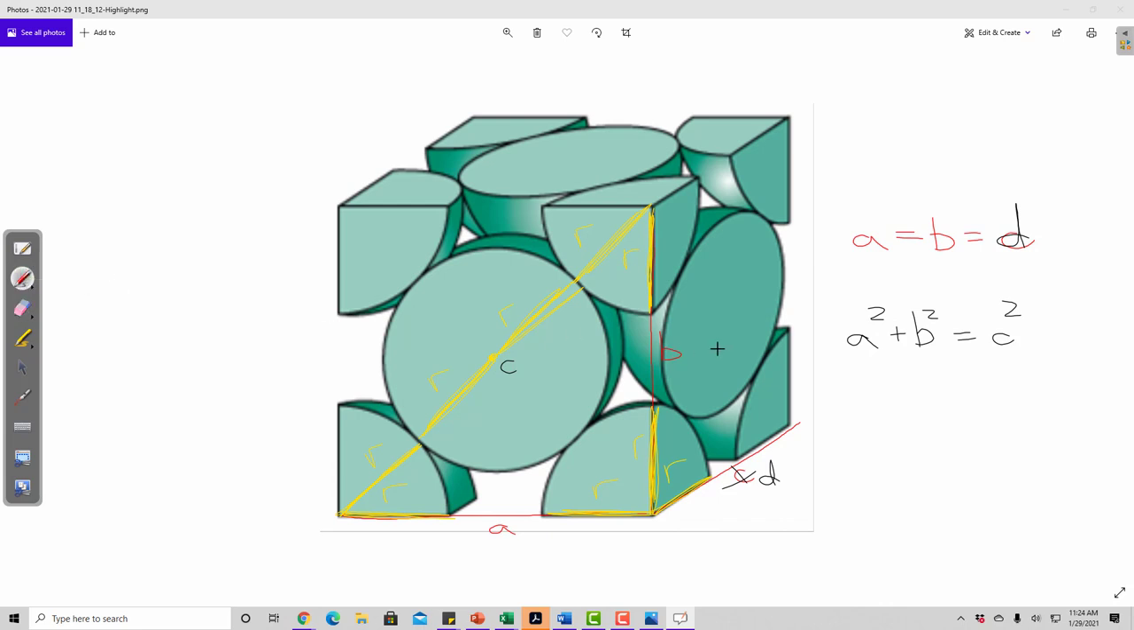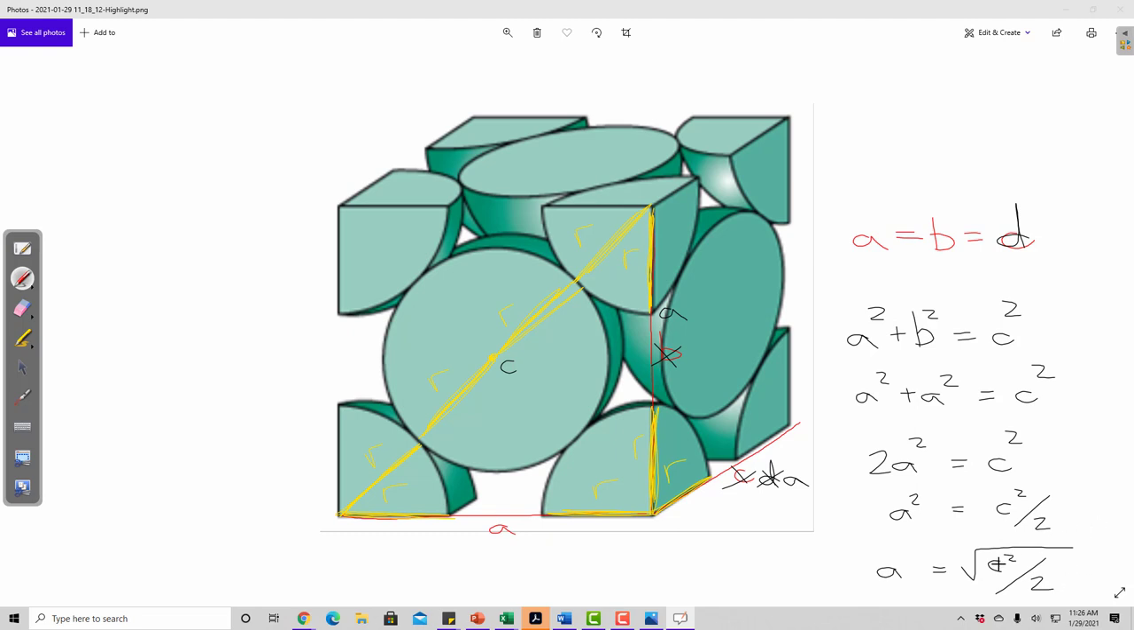So the other thing to recognize here is that A and B are actually the same thing, right? So if I wanted to make another change here, I'd say this isn't really B. This is really A, because it's the same. And this isn't really D, it's really A, because they're all the same. They're all the same length, right? So what I really have here is A squared plus A squared equals C squared, because A and B happen to be the same length. So we really have 2A squared equals C squared. So A squared equals C squared over 2. And A equals the square root of C squared divided by 2.